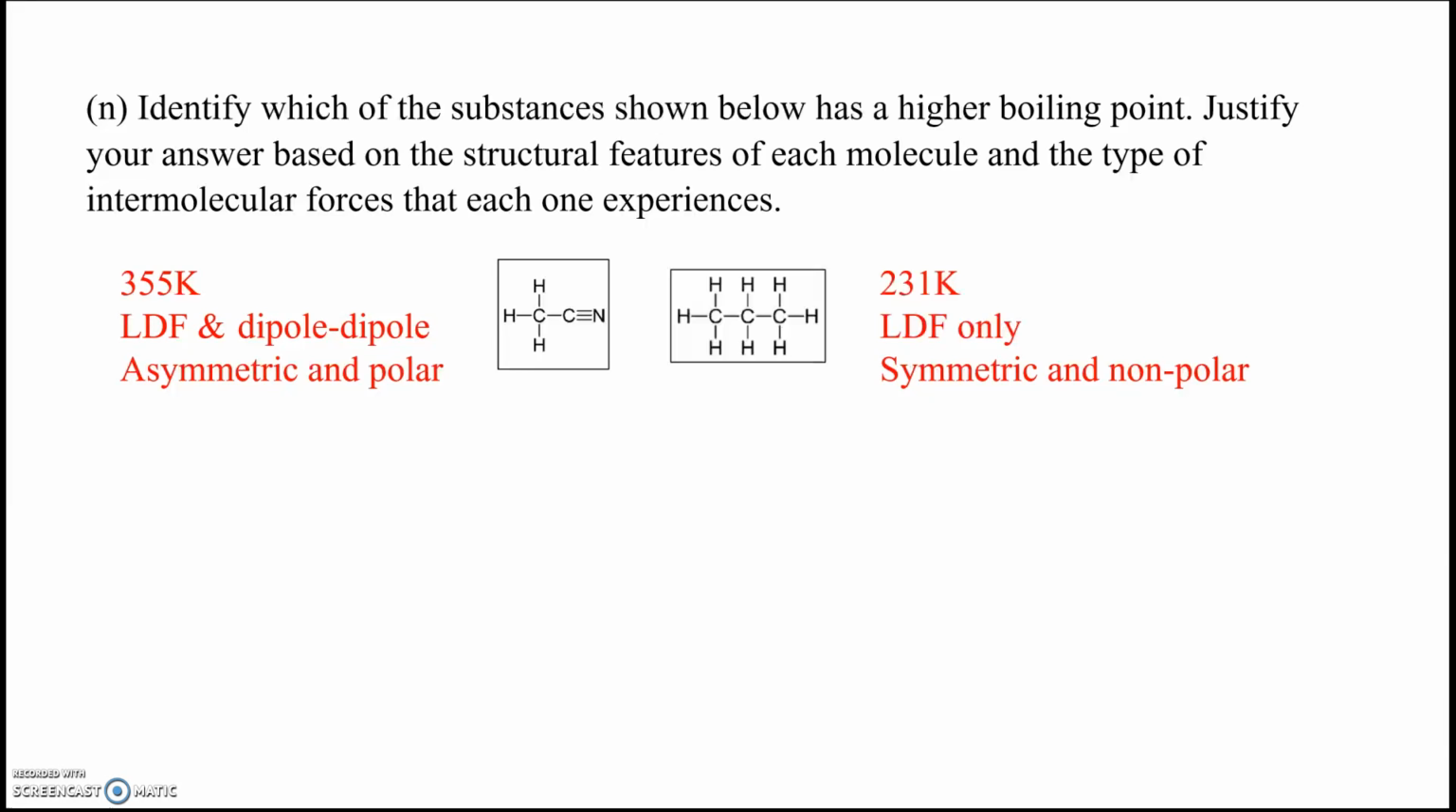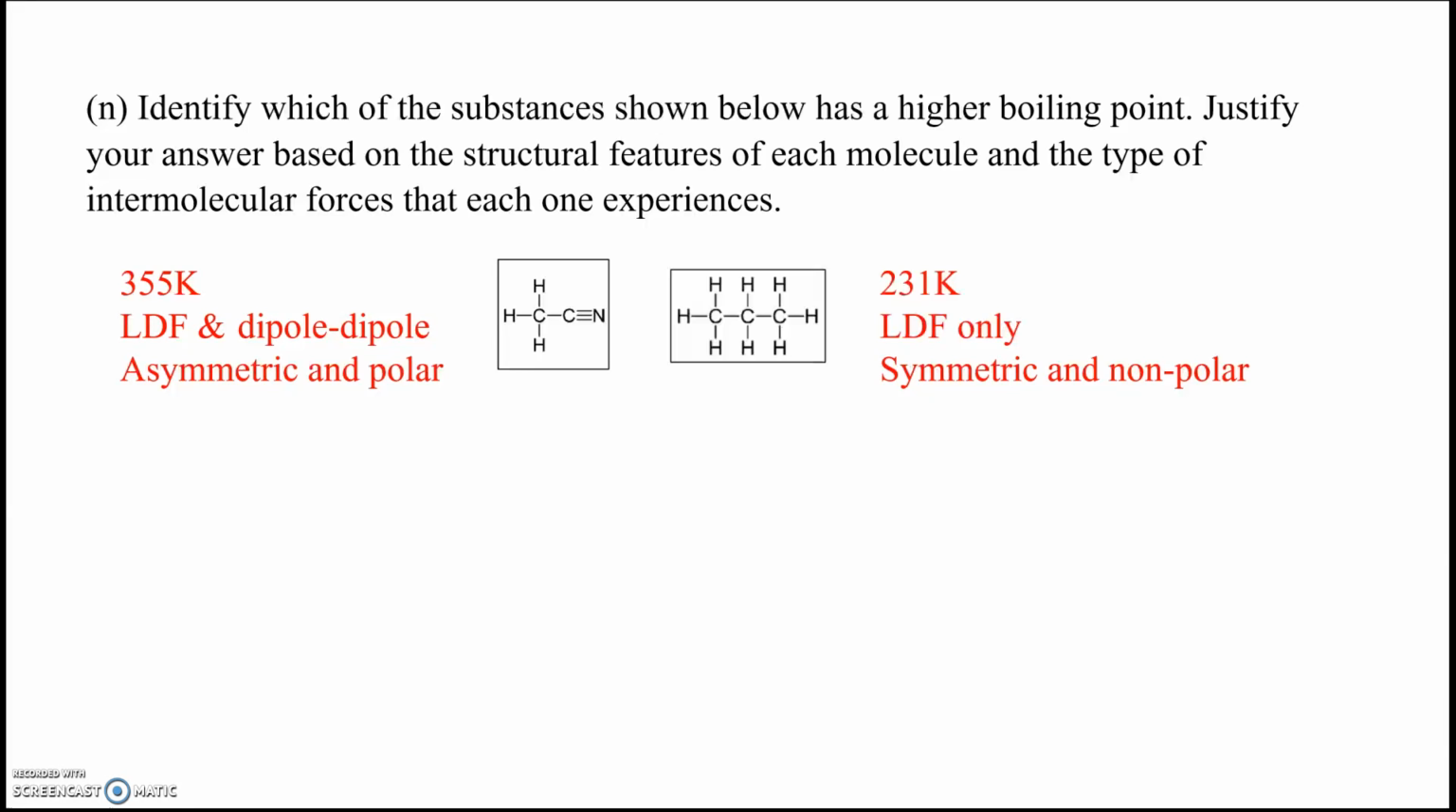The one on the left has got both LDF and dipole-dipole interactions because we can see that there clearly would be a dipole in this molecule. The one on the right is only going to be LDF. Every molecule has some sort of LDF forces. They may not be very strong, but they are present.